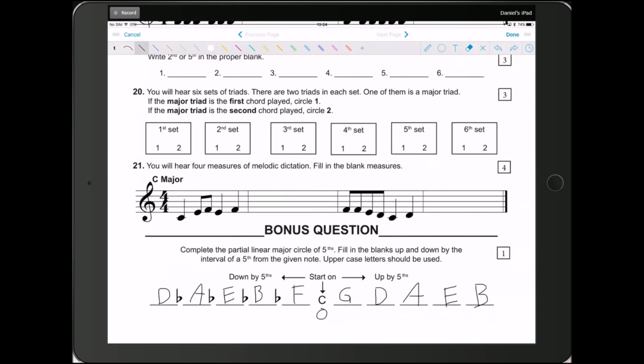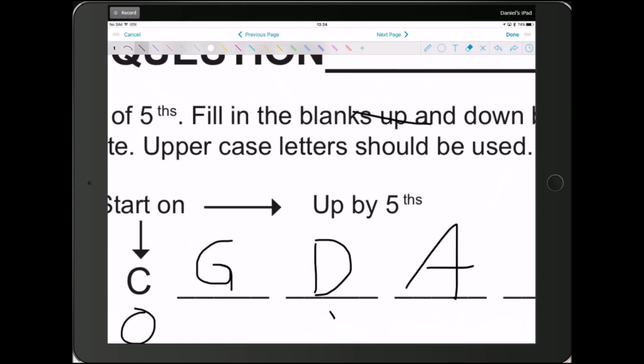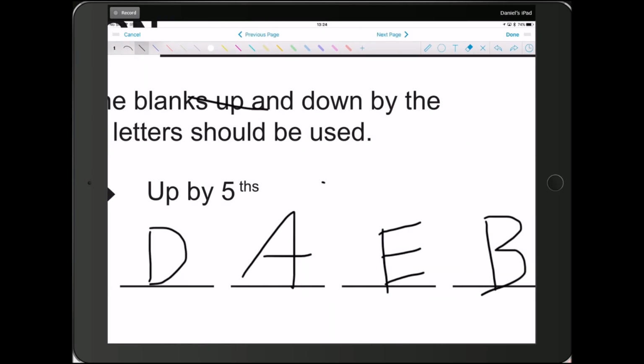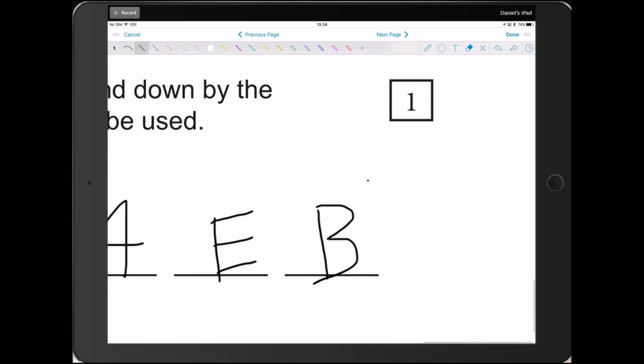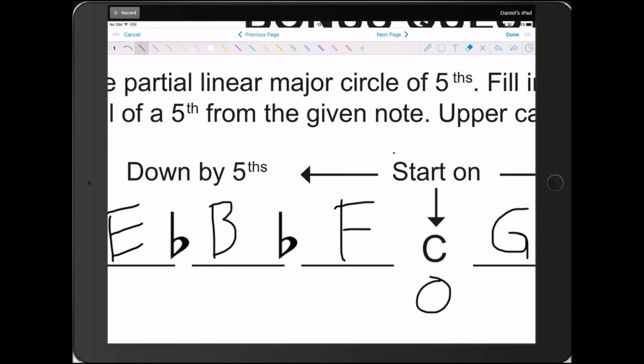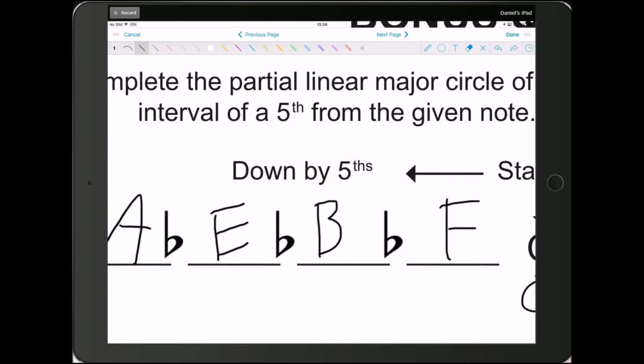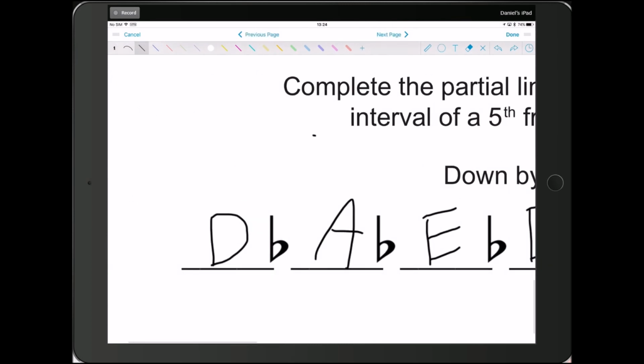So the key of C right here in the middle has 0 sharps and flats. So the key of G would have how many? The key of G would have 1 sharp. The key of D, next to it, would have 2 sharps. The key of A would have 3 sharps, 4 sharps, and 5 sharps. Then we go backwards. The key of F has 1 flat, 2 flats, 3 flats, 4 flats, and 5 flats.